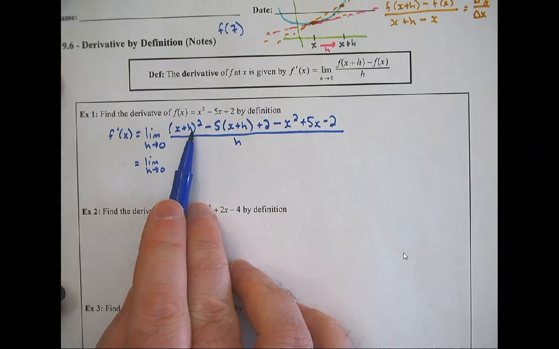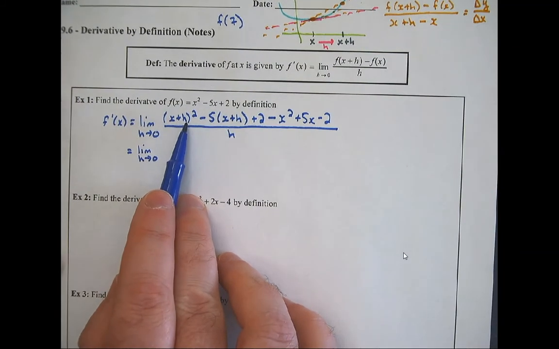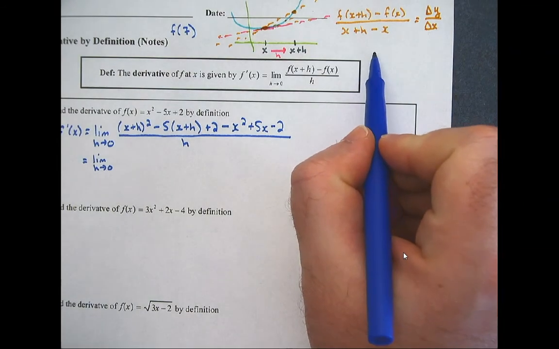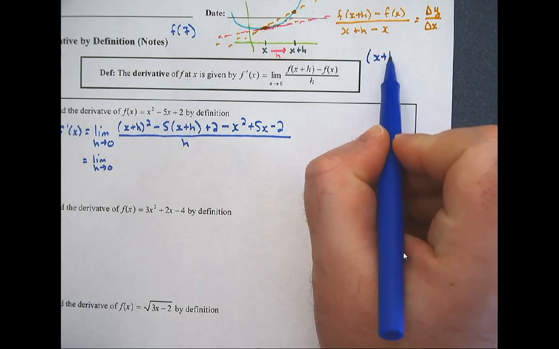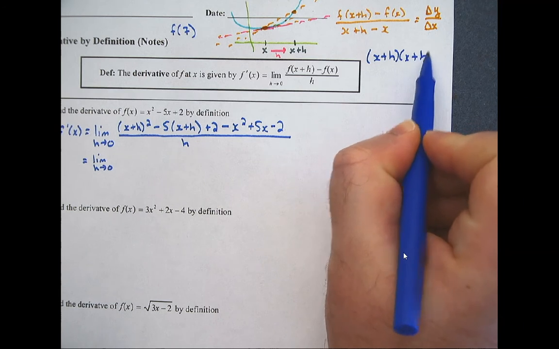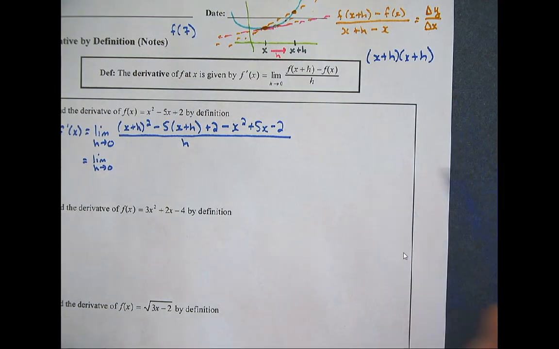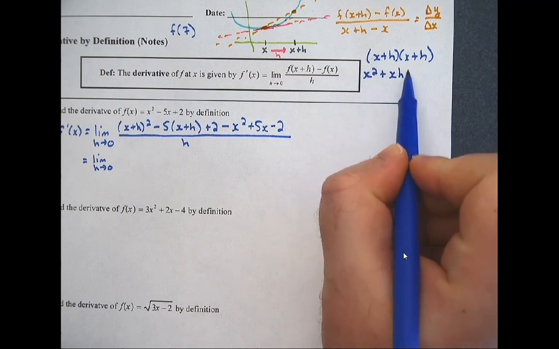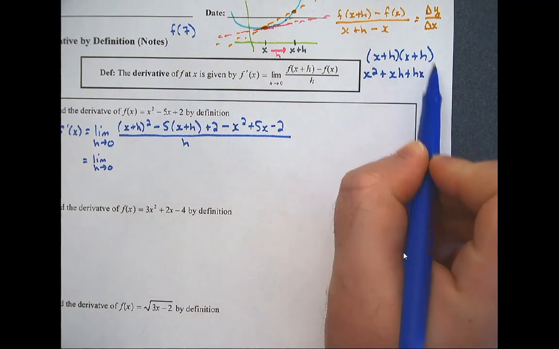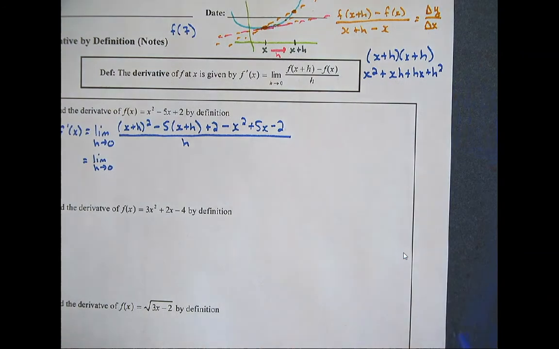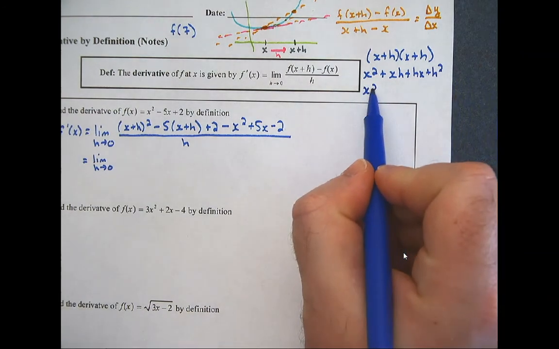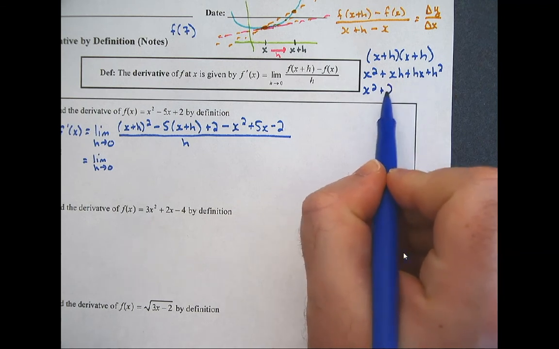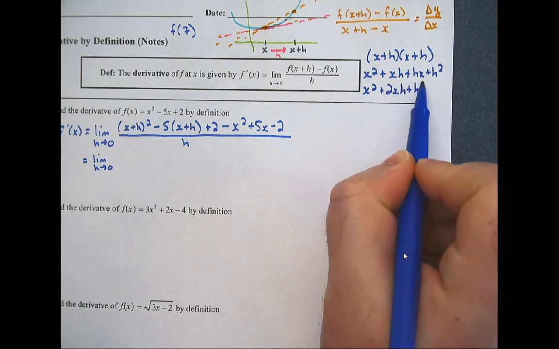X plus h squared. Hopefully you can do that in your head. If you can't, go over to the margin. X plus h squared really means x plus h times x plus h. Now I'm going to start to distribute that. That's x squared plus xh plus hx plus h squared. Remember, xh and hx, just flip them around because multiplication is commutative, and we'd get this.